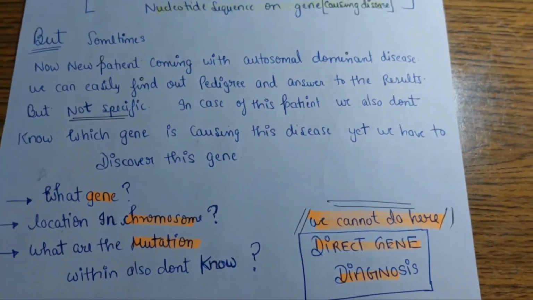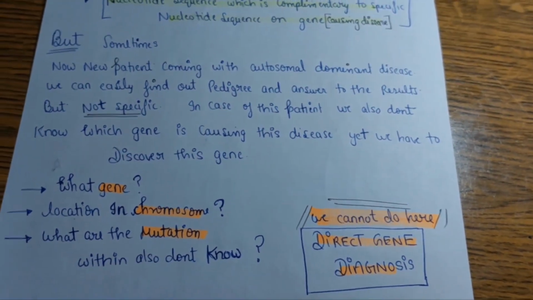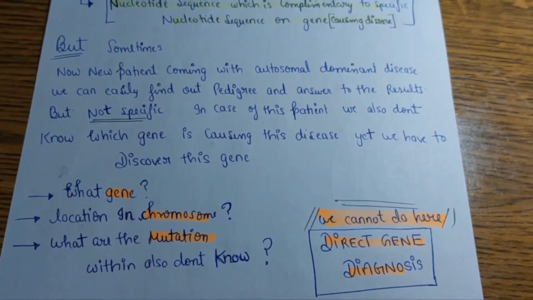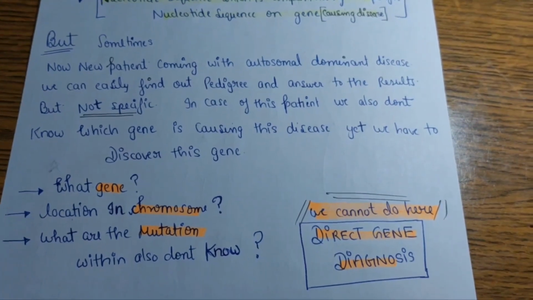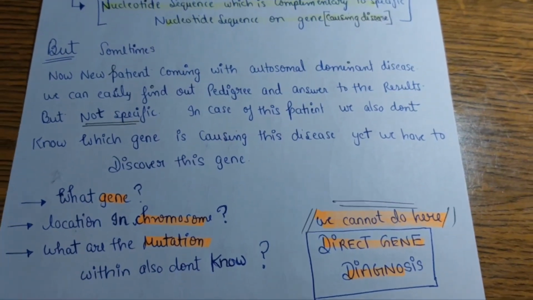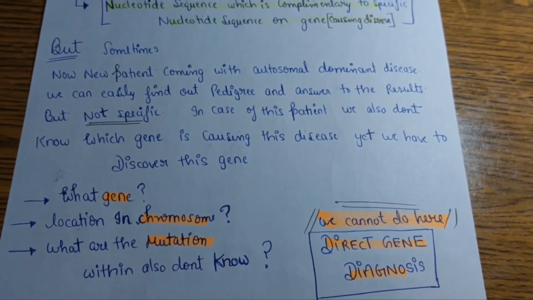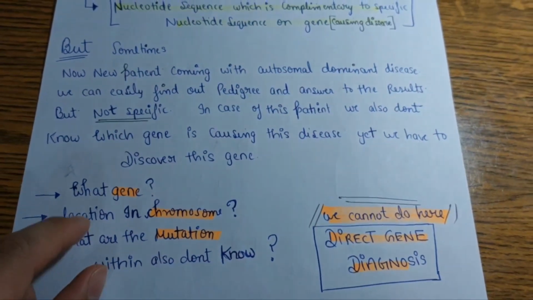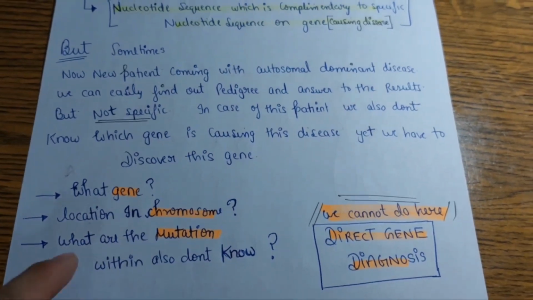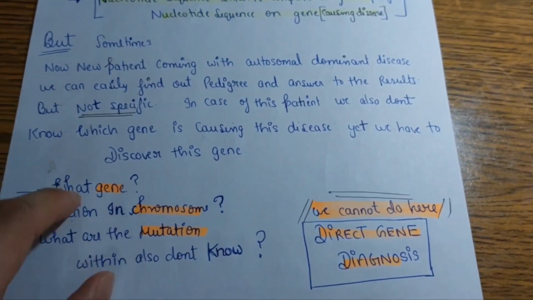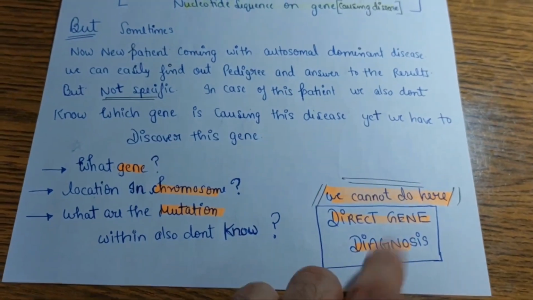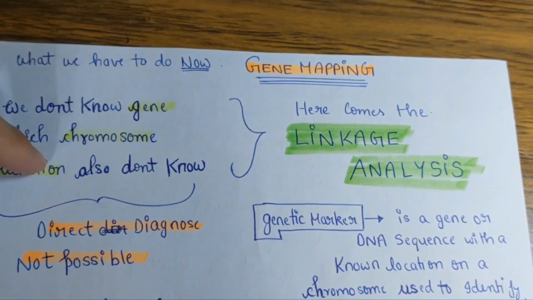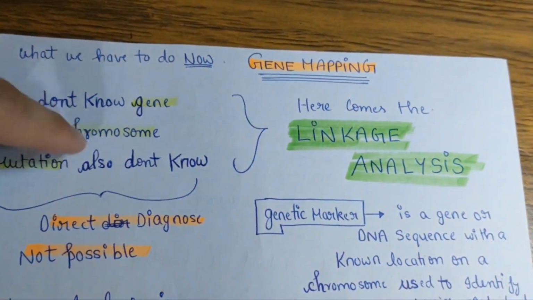But sometimes, when a new patient comes to us with an autosomal dominant disease, we can easily work out the pedigree for such a patient and give the result. But the result will not be very specific and the patient won't be satisfied with our answer. When we don't know the gene which causes the disease, what location that gene is present on the chromosome, and what kind of mutation has taken place within that gene, we cannot do direct gene diagnosis here. So when we don't know the gene, on which chromosome it is located, and what kind of mutation took place.